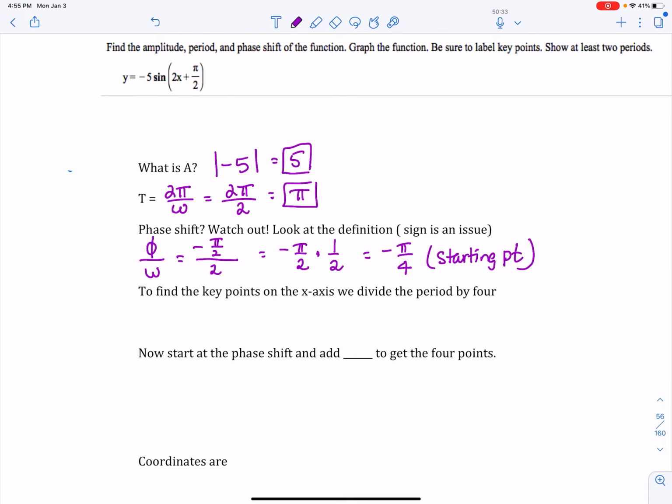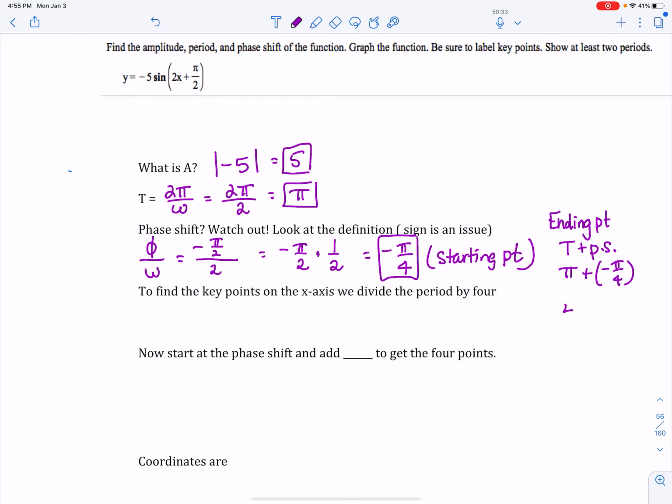And before we start, we want to get an ending point as well. So my ending point can be found by taking the period plus the phase shift. Okay, so the period, remember, we found was pi, plus the phase shift I just found to be -pi over 4.